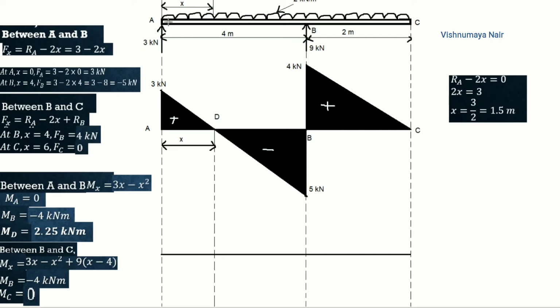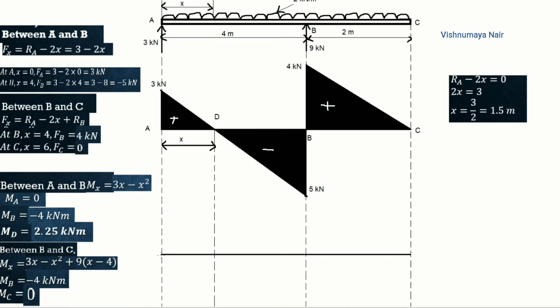And the bending moment varies along the entire length of the beam according to parabolic law, because from these 2 equations, that is between A and B as well as between B and C, we can see that bending moment is proportional to the square of the distance of the section from the end A. So it varies according to parabolic law. And we have to mark this variation using parabolic curves.